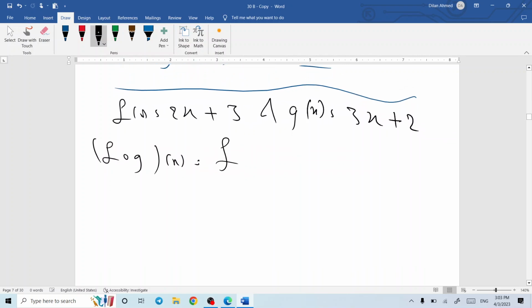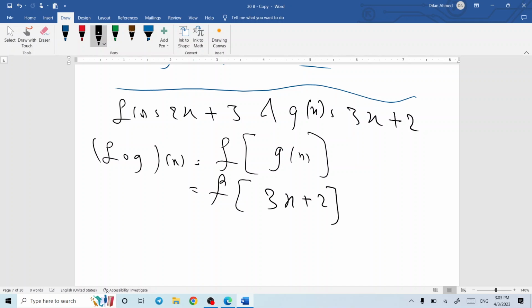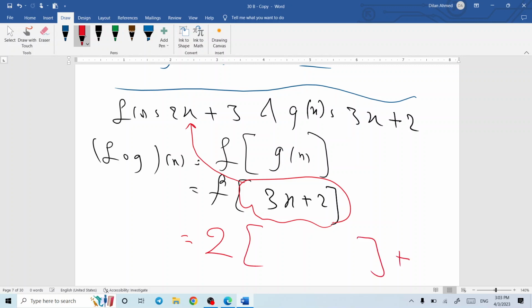Yes. In F, we put G in the box. So what's G? The function G is like that, right? Now put that box inside of x instead of each x. What do you mean? So I'll get 2 box plus 3. What was the box? 3x plus 2. Then of course after that, multiply them.